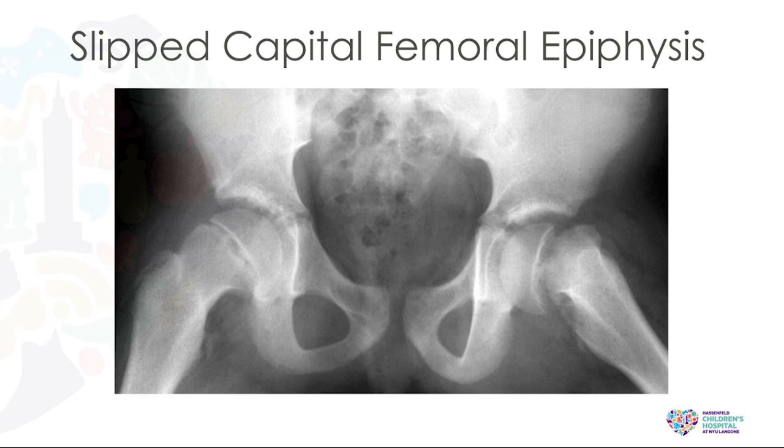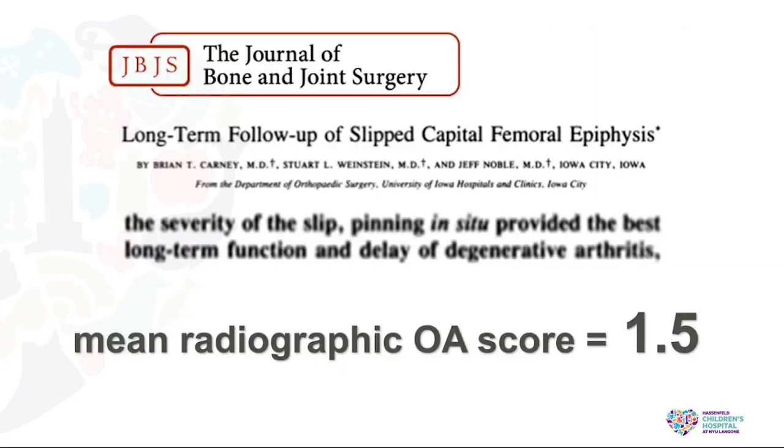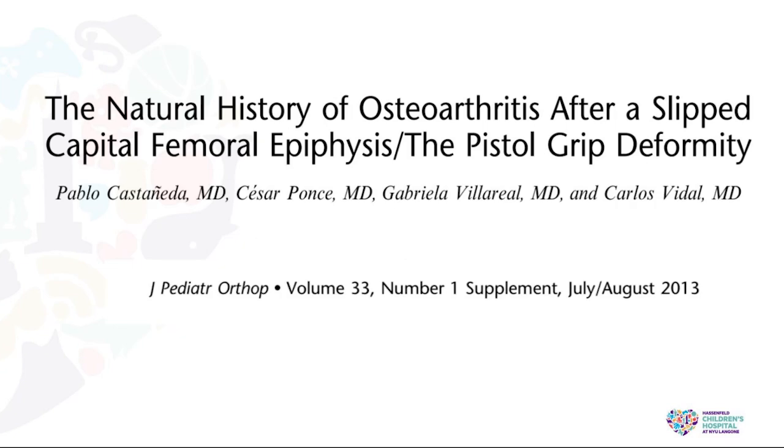But what happens after the most common pathology in adolescents? Slipped upper femoral epiphysis. So this is the most common condition we see around the hip in adolescents. And the gold standard of treatment for stable slipped upper femoral epiphysis continues to be in situ fixation. That was shown in this long-term study from Iowa by Dr. Stuart Weinstein, who showed us that most of these patients did very well with in situ fixation. They developed very little arthritis.